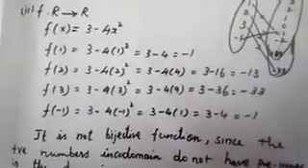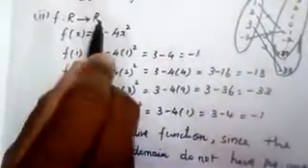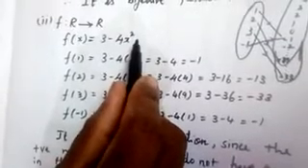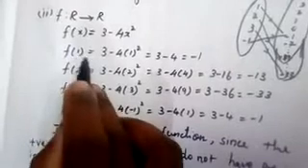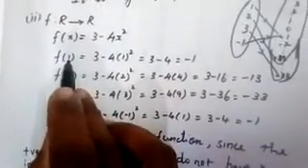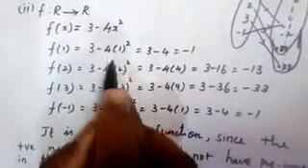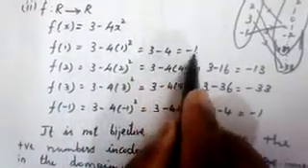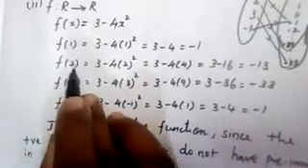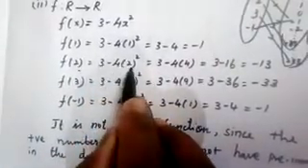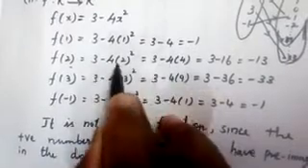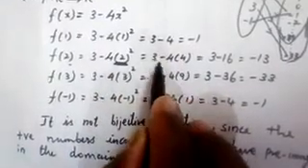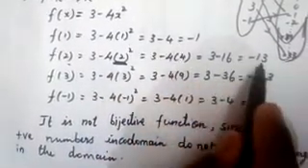The second problem is also the same kind of function, f from real number to real number. f of x equal to 3 minus 4x square. Here I select the values 1, 2, 3, minus 1. In the same way, instead of x you have to substitute the value 1. 3 minus 4 into 1 whole square. So 3 minus 4 is minus 1. Then you have to substitute the value 2. 3 minus 4 into 2 whole square. 2 whole square value is 4. So 3 minus 16. 3 minus 16 is minus 13.